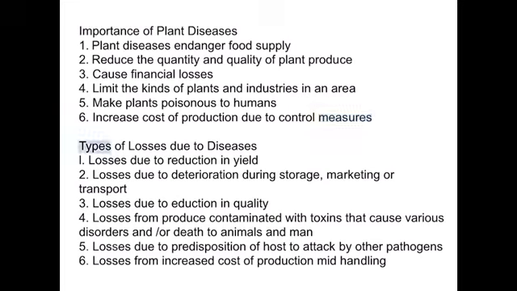Types of losses due to diseases. 1. Losses due to reduction in yield. 2. Losses due to deterioration during storage, marketing, or transport. 3. Losses due to reduction in quality. 4. Losses from produce contaminated with toxins that cause various disorders and/or death to animals and man. 5. Losses due to predisposition of hosts to attack by other pathogens. 6. Losses from increased cost of production and handling.